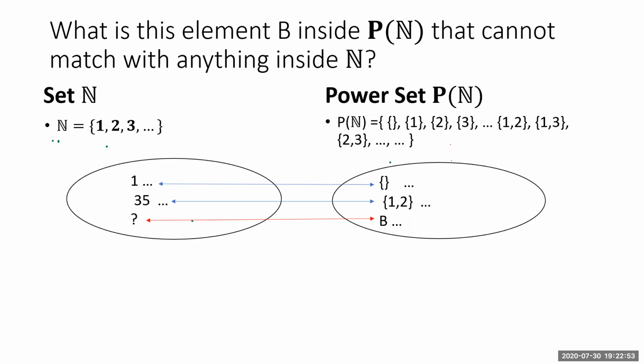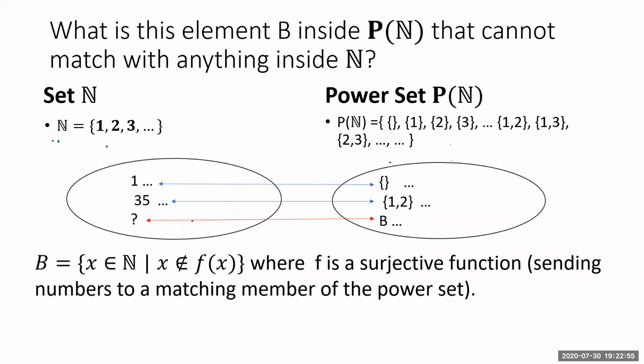So, what is this set? Well, there it is. B equals the set of all x's in the natural numbers. B is the set of all natural numbers x such that x is not a member of f of itself.